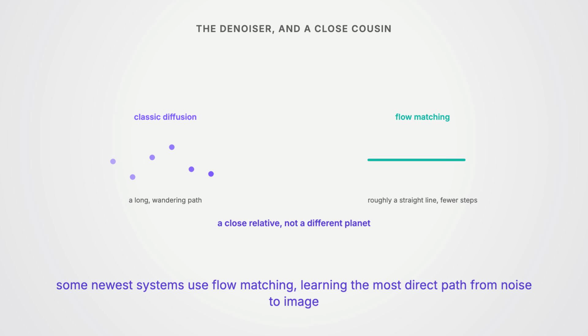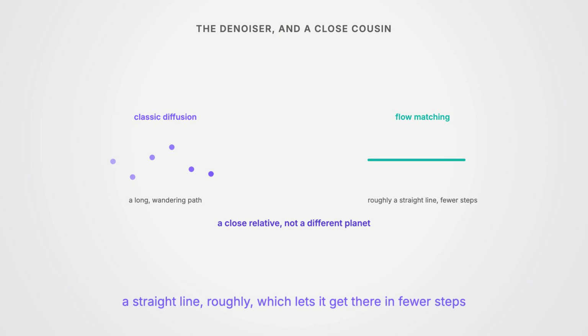Instead of that long, wandering, random noise ladder, it learns the most direct path, roughly a straight line from noise to image, which lets it get there in fewer steps. It is a sibling of classic diffusion, sharing the same core spirit. So if you hear that a recent model is not strictly a diffusion model, but a flow-matching one, now you know it is a close relative, not a different planet.